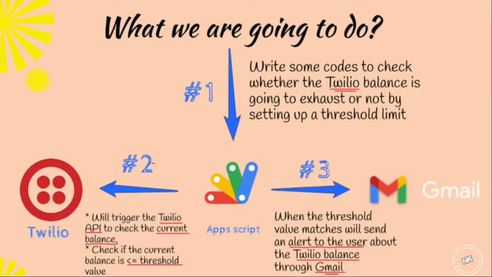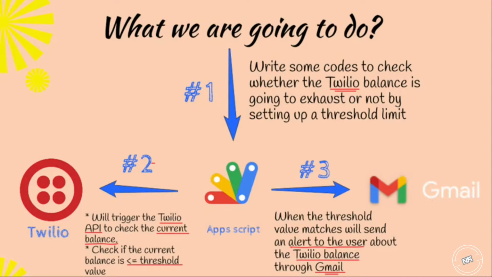So what we'll do is we'll make an API call to Twilio to get the current balance of our account. Once the balance has been retrieved, we add logic to check the current balance against the threshold value which we have kept. If the balance is less than the threshold value, then we'll send an email to the users. We can send it to one client, or if you want to CC multiple users, you can trigger that as well.